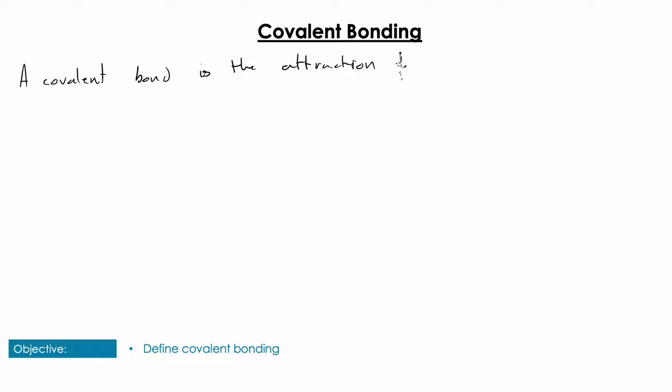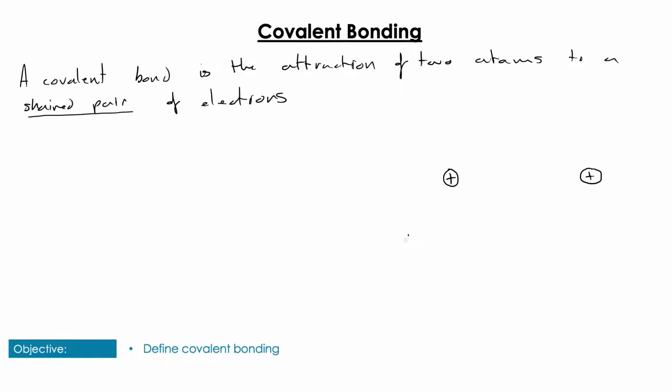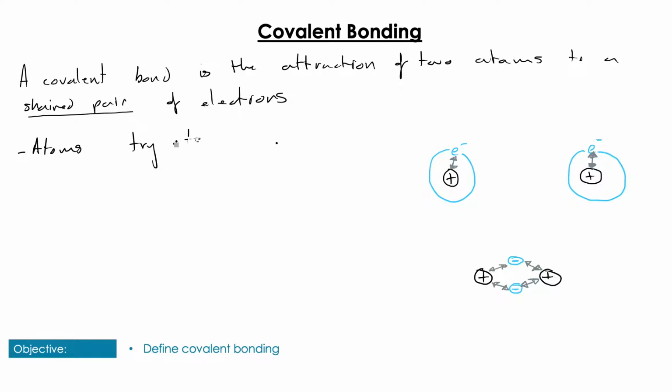So how do we define a covalent bond? Well, a covalent bond is the attraction of two atoms to a shared pair of electrons. We can conceptualize this as two nuclei with outer electrons, and we know they want to complete their outer shell, and so they may place these electrons, for want of a better word, between each other. That creates a mutual attraction between the nuclei and the electrons located between the two nuclei, and we can think about this as completing their outer electrons.